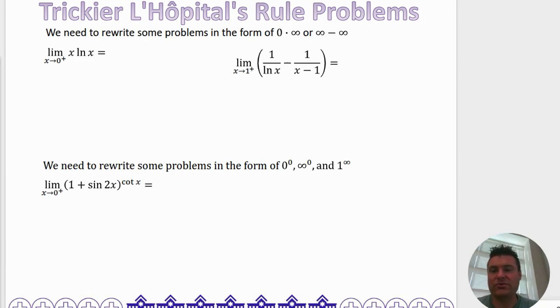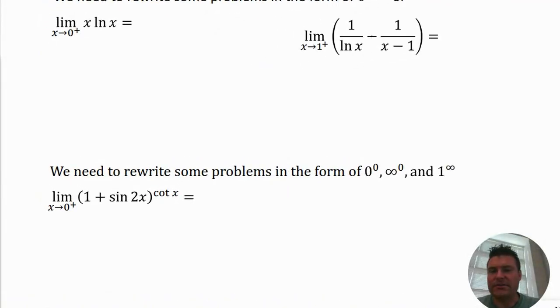So within that, let's go ahead and do some of these trickier LHOP problems. All right, let's get to this first one. For these, we're going to have some issues with some of these LHOPs. We're not in the form of 0 over 0 or infinity over infinity, but our goal here is to rewrite it to get it into those ratios.